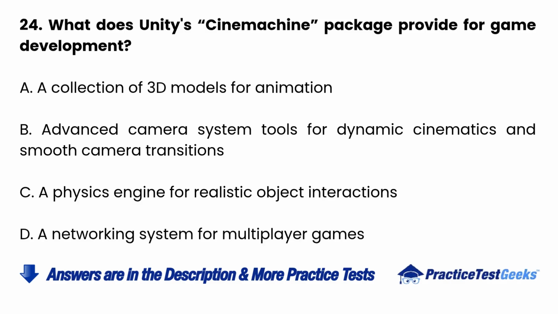24. What does Unity's Cinemachine package provide for game development? A. A collection of 3D models for animation. B. Advanced camera system tools for dynamic cinematics and smooth camera transitions. C. A physics engine for realistic object interactions. D. A networking system for multiplayer games.